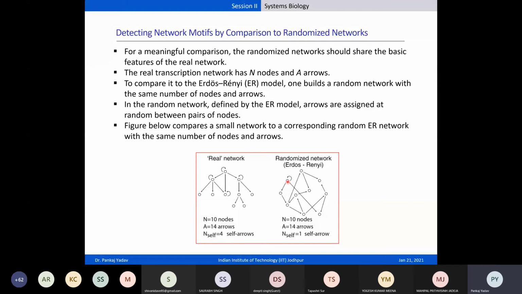Now how do we create this randomized network? As I said, we need not only a single random network, it will be an ensemble of networks, implying that we will have thousands of such networks. But the condition is that we need to have the same number of nodes and the same number of arrows. So each time we throw these 14 arrows onto these 10 nodes, a different structure will be observed, right?